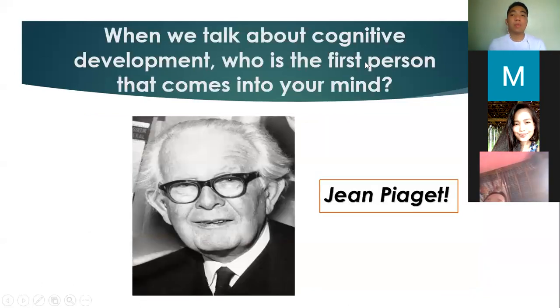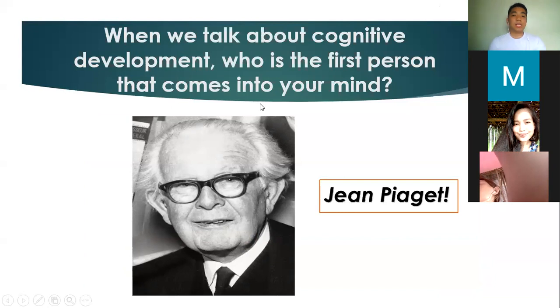So for cognitive development, who is the first person that comes into your mind? So it's Jean Piaget, of course. Do you still remember Jean Piaget?